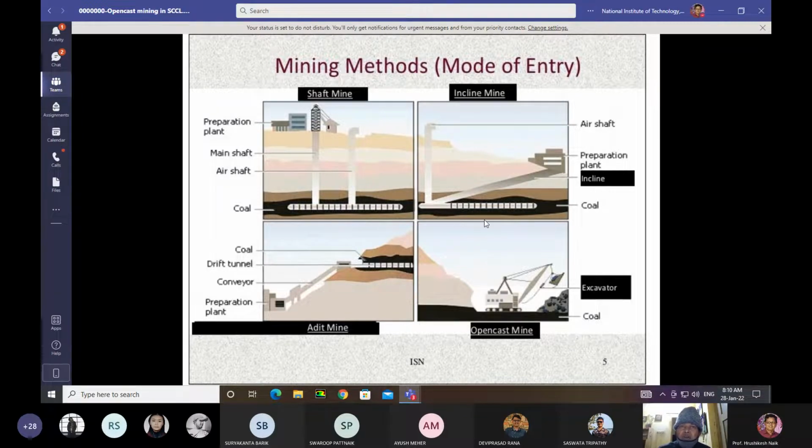Okay, so this is an overview of the mining methods. All these three, first, second, third, are underground mining methods. Underground mining is carried out by vertical shafts, by inclined shafts, by adits, horizontal shafts. Whereas the open cast mining technology uses excavators like draglines and shovels to exploit the coal deposit by removing the overburden lying above the coal deposit. So this is the mode of entry to the mining and to get the minerals.